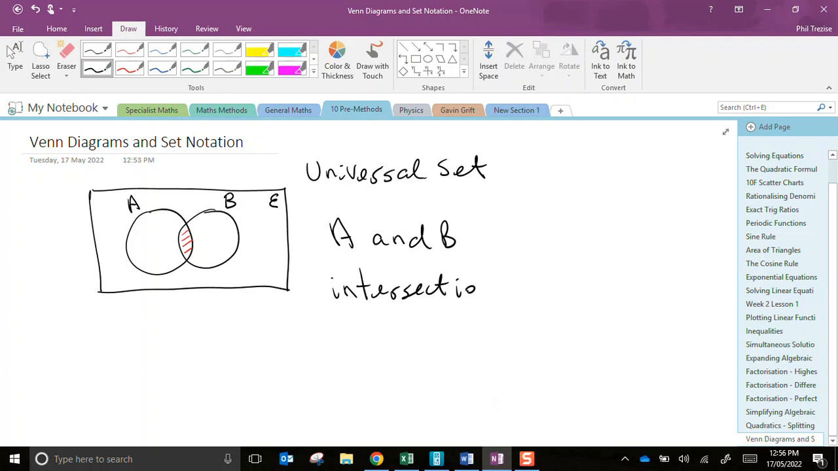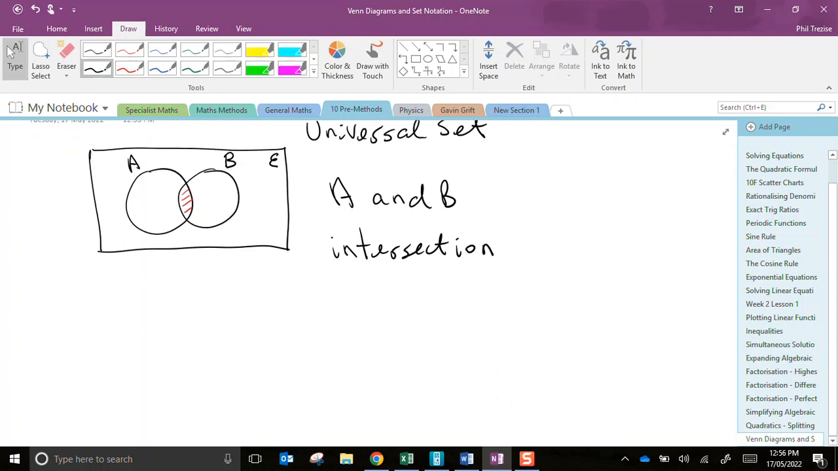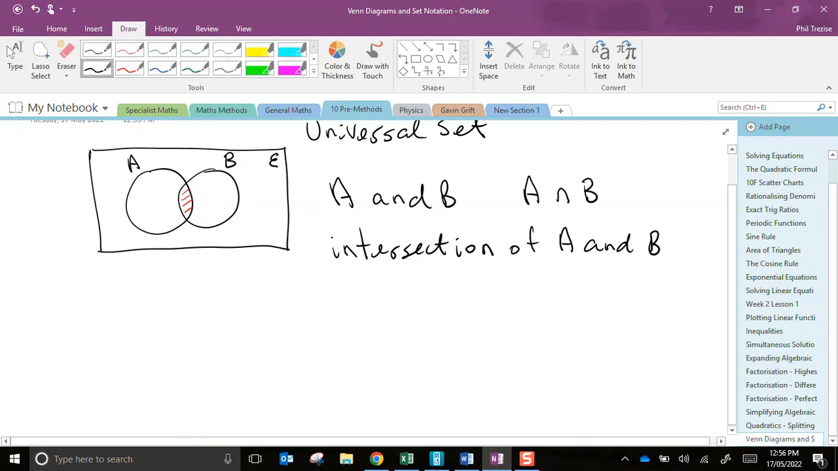of the two sets. And mathematically, we would symbolize that by using a little upside down U shape. And that's actually called a cap. So there's three different ways of saying the same thing. We could say A and B. We could say A intersect B symbolically there, or we could say intersection of A and B. And that's what that is.